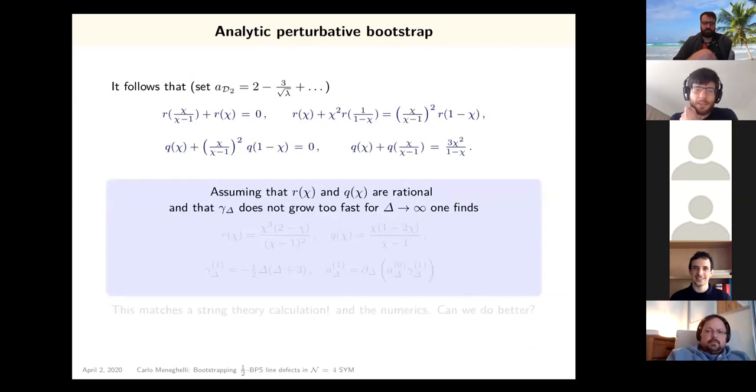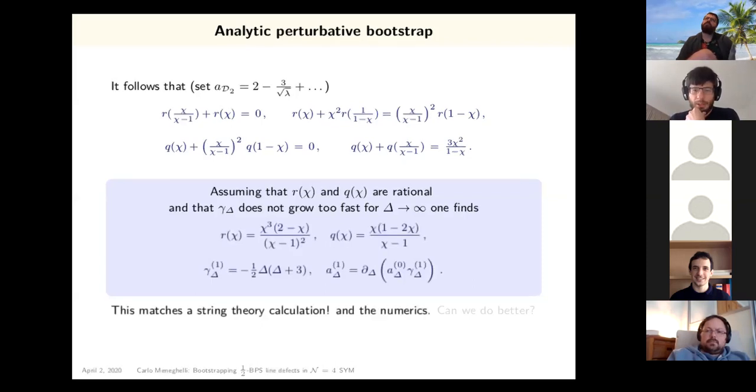It's also clear that even if they are rational, you will have too many solutions. In fact, there are infinitely many solutions. But the fact that you don't want gamma of delta to grow too fast with delta, there are various ways to make it a bit more precise, various arguments. Here it is perturbation theory, so it's a bit hard to make arguments like Regge limit or so on, but we are going to use this growth of gamma of delta as a criterion all the time. So I think it's reasonable that you don't want gamma of delta to grow too fast with delta.